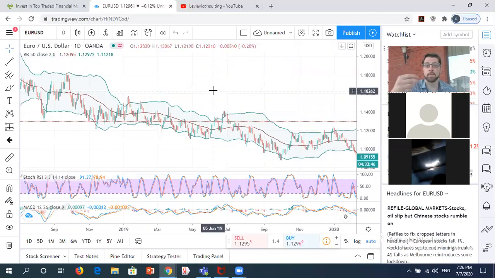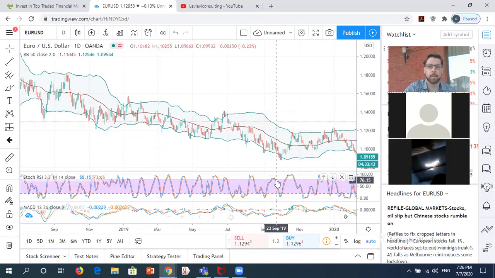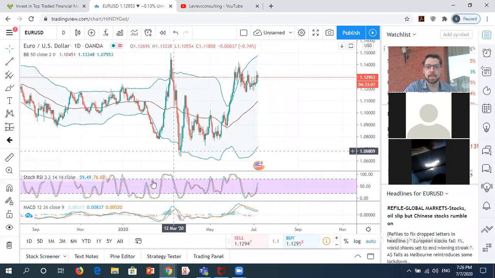So again, the moving average helps us to identify support and resistance lines, and also to understand the trend, right? If it's a bearish trend or a bullish trend, and the Bollinger Band helps us to find the value points. Now, also the stochastic RSI. Stochastic RSI also helps us to find value points. So this is stochastic RSI.